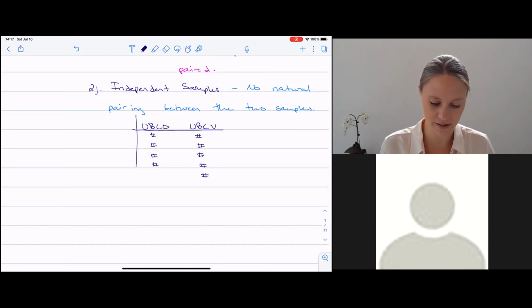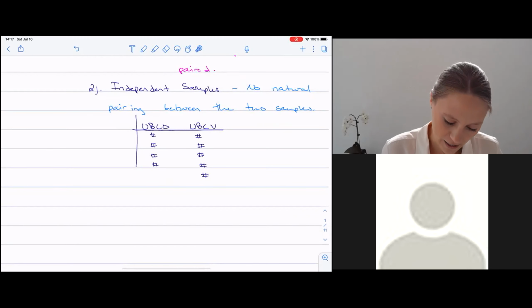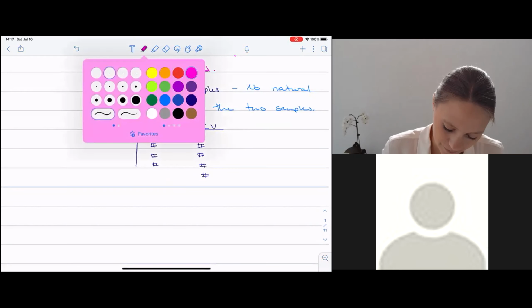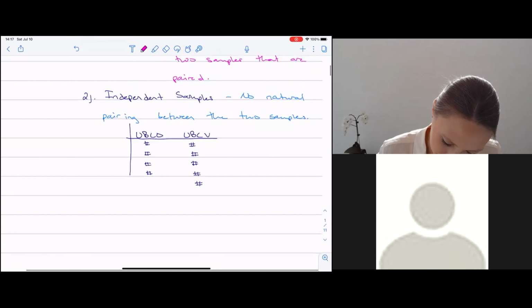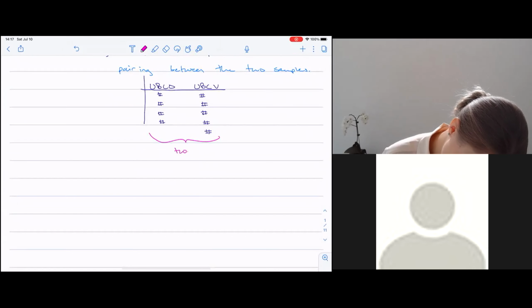What we'll find later is they can even be different sample sizes. How cool is that? And we can still handle it. So here, now we have two independent samples.